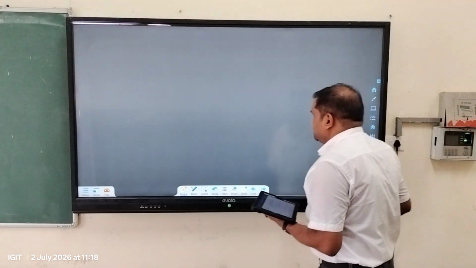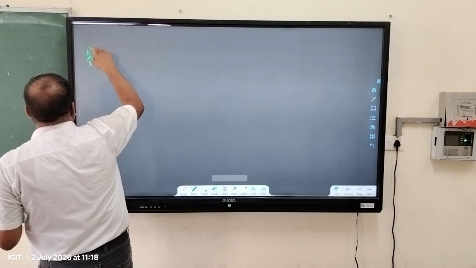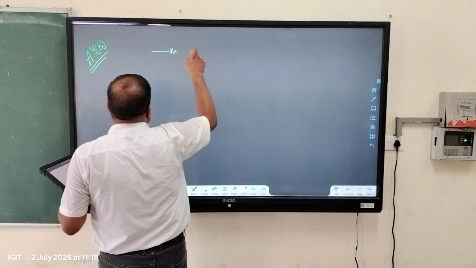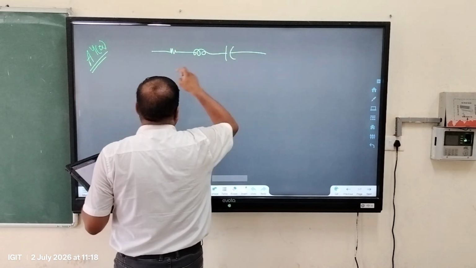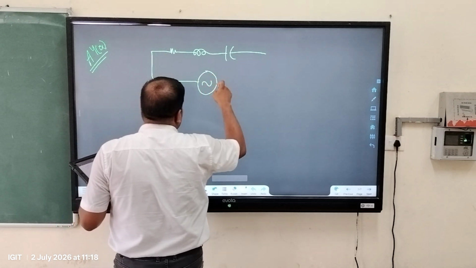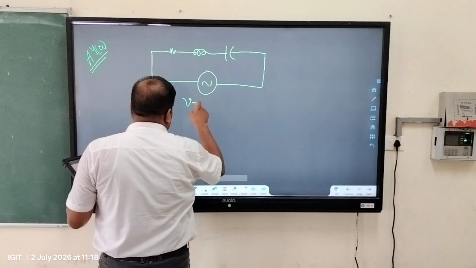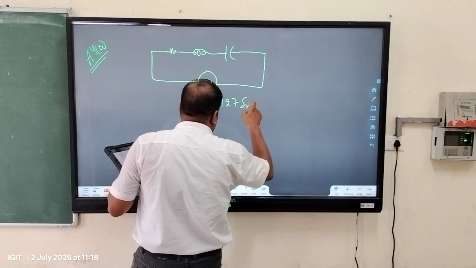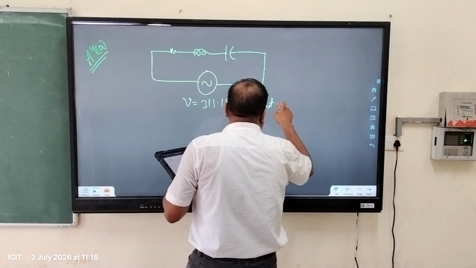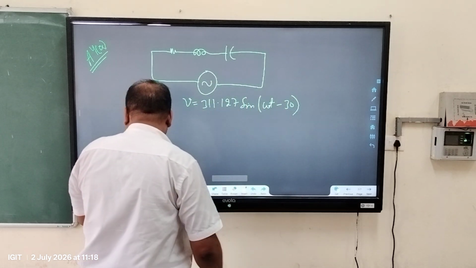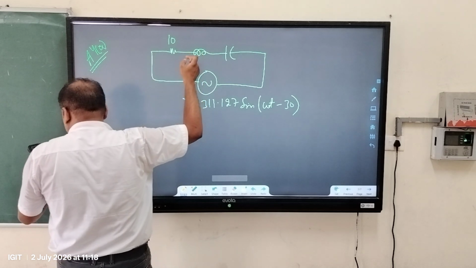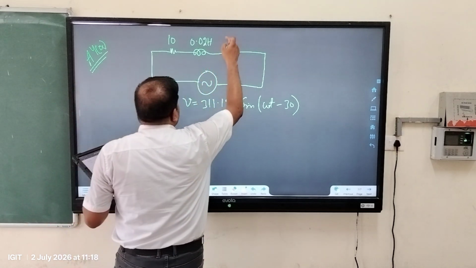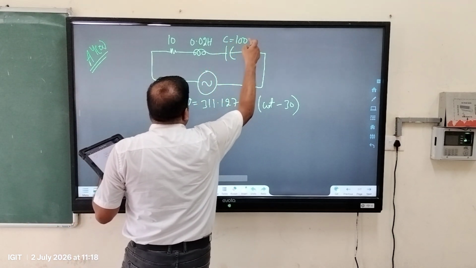Next, we will go to another problem, that is question 4. Here you have got one resistor, inductor and a capacitor in series with a voltage source that is given as V is equal to 311.127 sine of omega t minus 30. The value of resistance is 10. The value of inductance is 0.02 Henry. The value of capacitance is 100 microfarad.